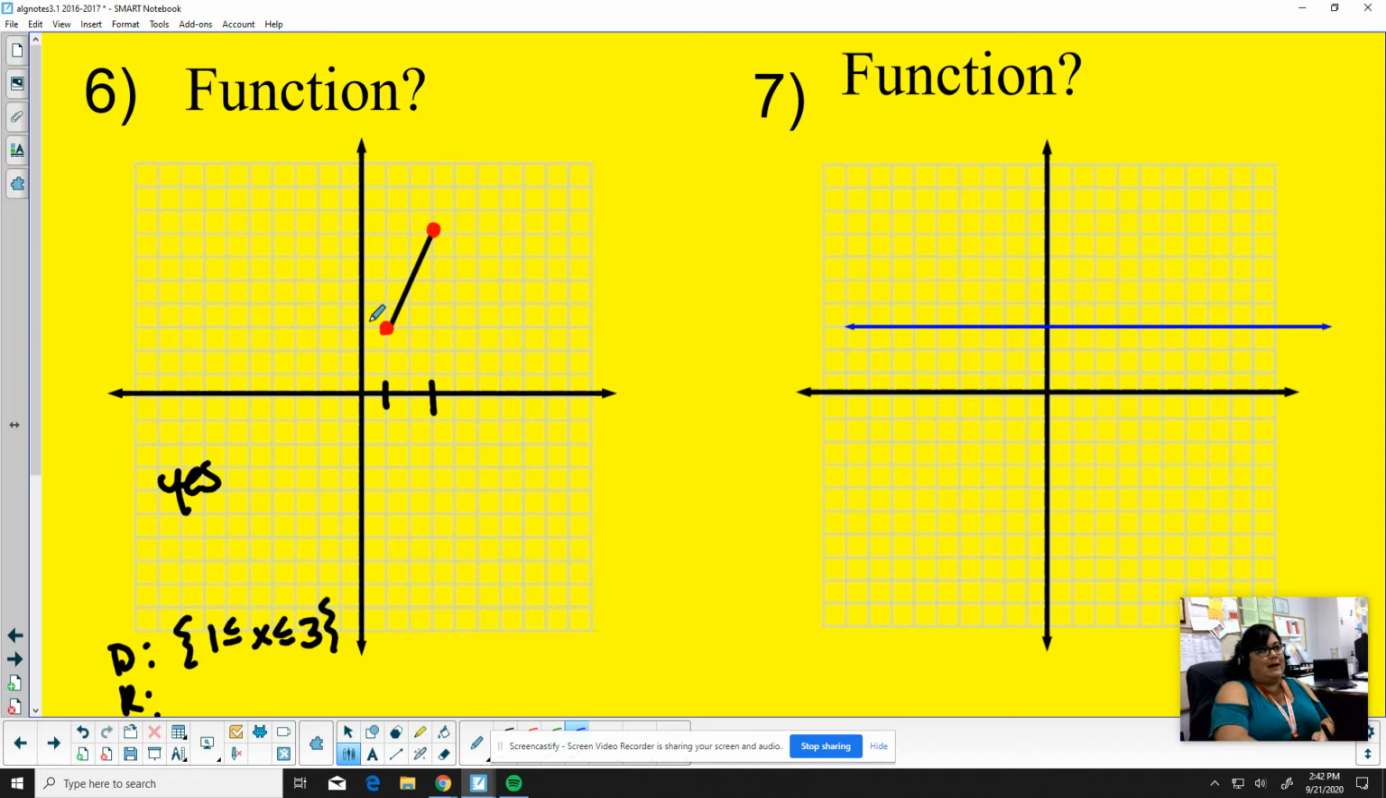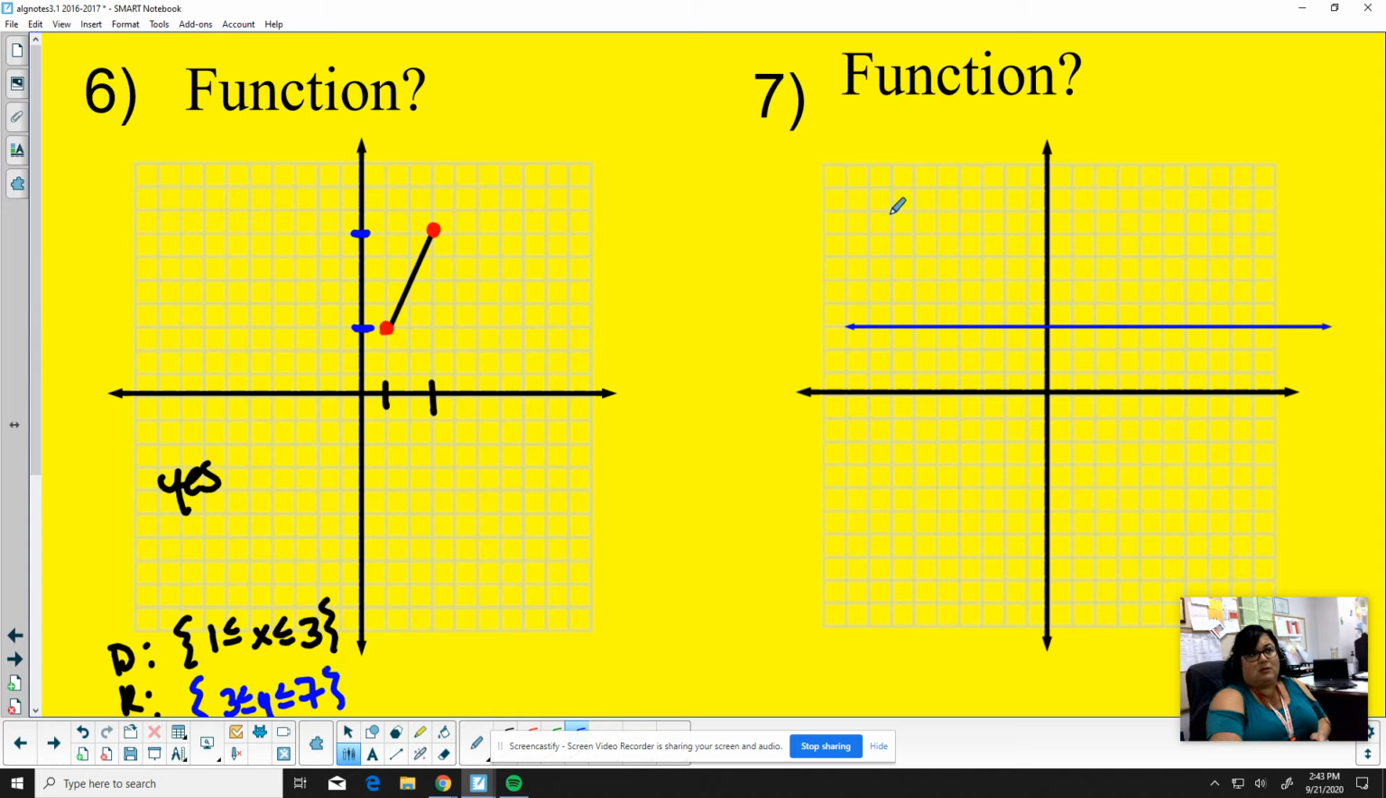And my range is the same thing. It's just on the y-axis. So if it's from here up to here, let's see. My top number is 10, and my bottom number is 3. Y goes in the middle. And again, they're closed, so it's less than or equal to, less than or equal to. So that's my range. And yes, it's a function. No matter where I draw the straight up and down line, it only hits it once.